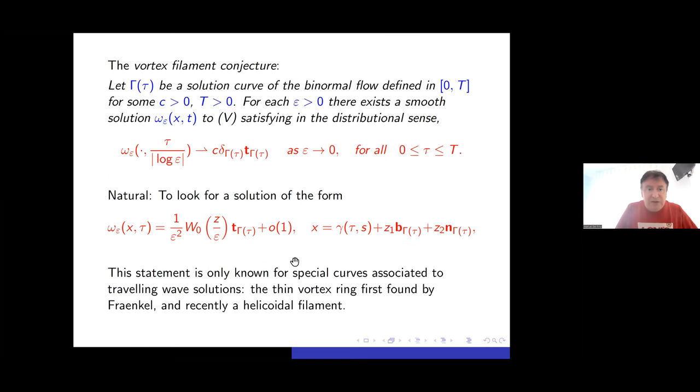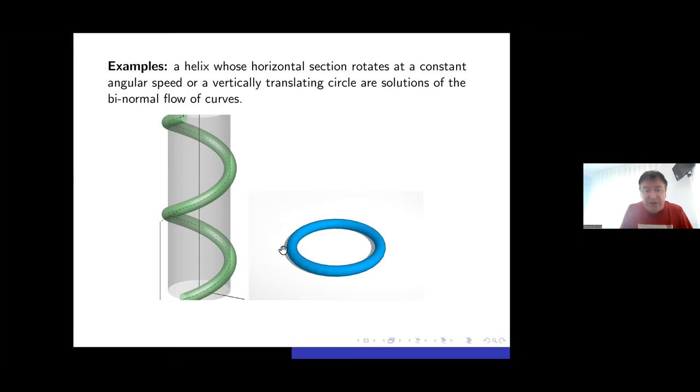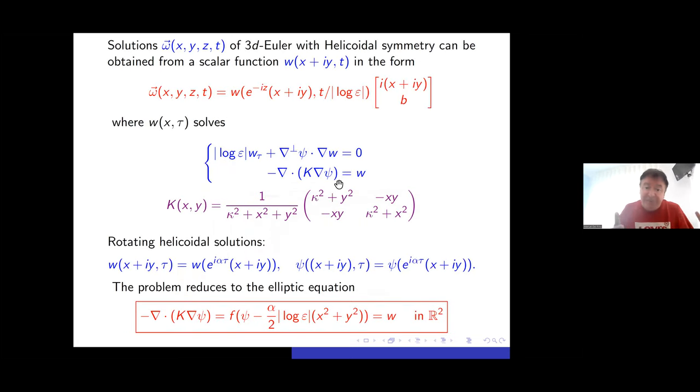The vortex filament conjecture states the existence of a solution of this form, that after scaling in time, you get this approach to the Dirac delta along the curve times the tangent vector field. This statement is only known for special curves associated to traveling wave solutions. These are the cases of a thin vortex ring, first found by Fraenkel in the 70s, and more recently, a helicoidal filament. These cases lead to traveling wave solutions, which at the end are elliptic equations.